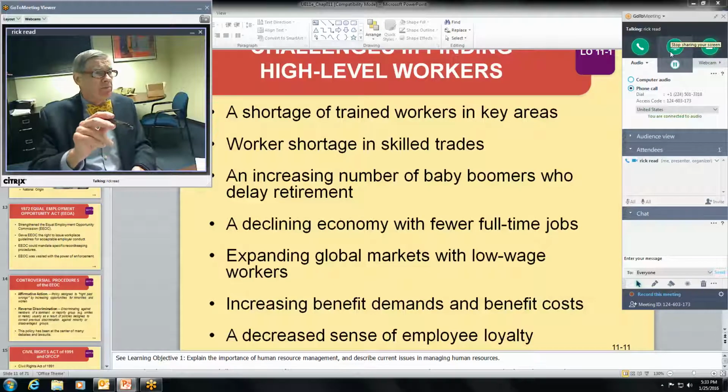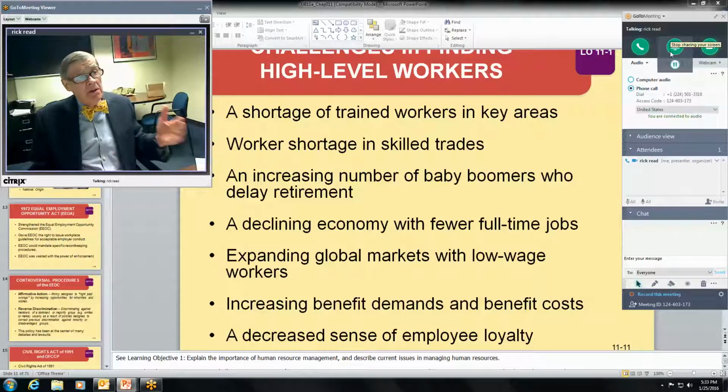So we have to think about that. Employers need to think about what it is that's going to attract employees, and we're going to get to that in a few minutes. A decreased sense of employee loyalty, well, that may be true. I don't know that there's any empirical data that says that. I do think that people today are more interested in their leisure time than they may have been in the past. And because of that, we may see that creep over into loyalty.